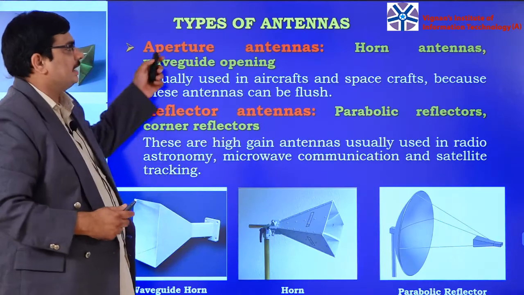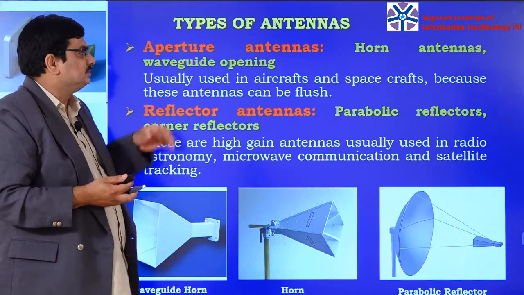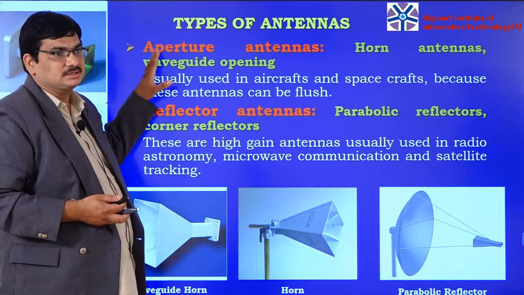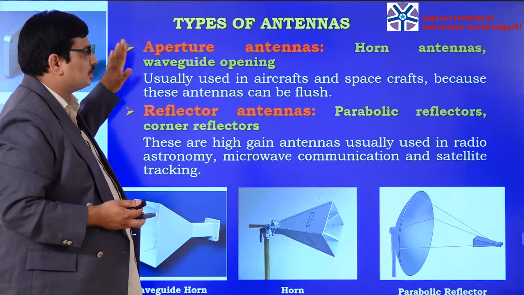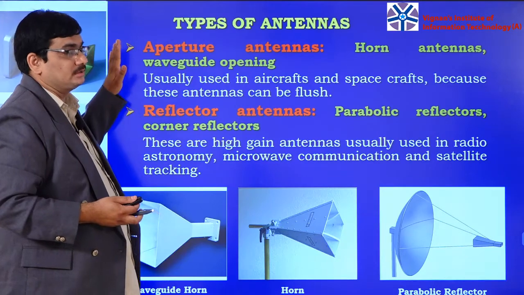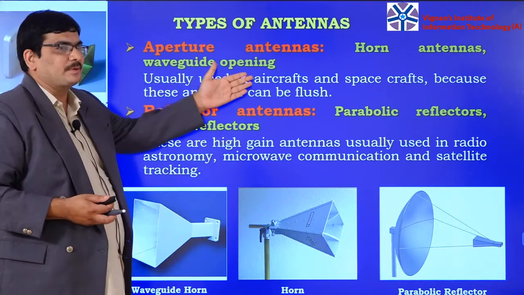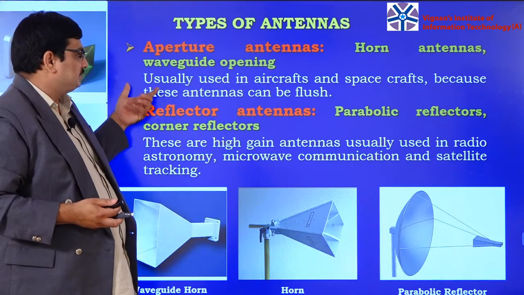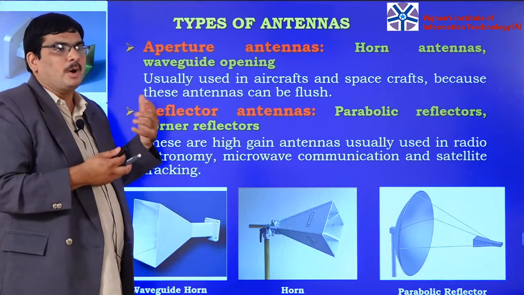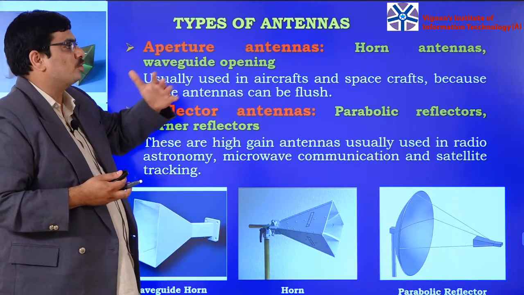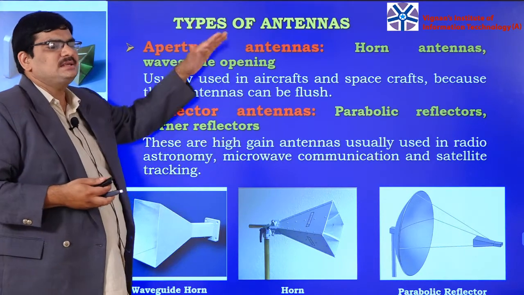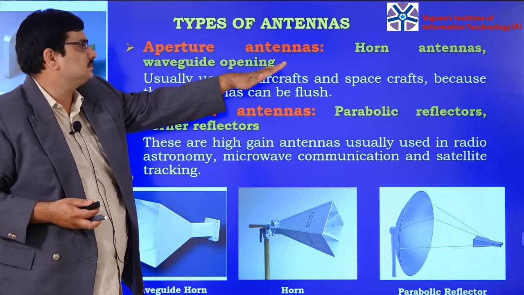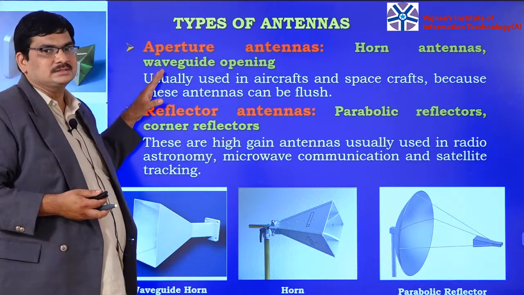The next antenna is the aperture antenna. These aperture antennas are used in microwave applications, and also in aircraft and spacecraft applications, and these antennas can be flush mounted. The basic antennas we use in aperture antennas are horn antennas or waveguide antennas.